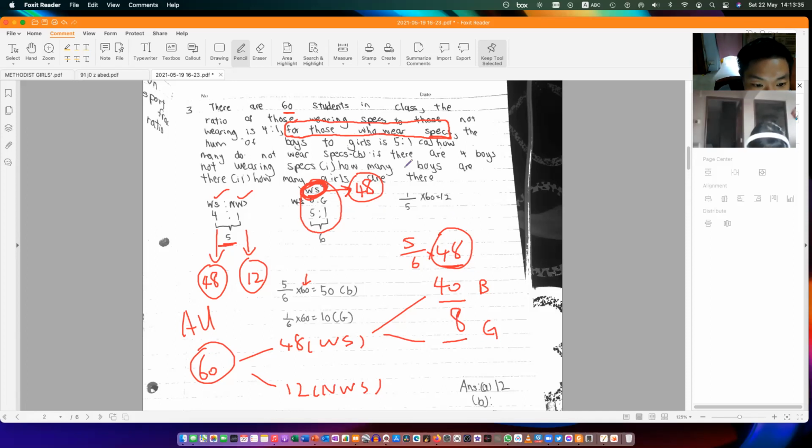Okay, then next, it says how many do not wear spec. So how many people never wear spec? 12, right? Never wear spec. Then this question done. Then how many boys are there? So how many boys are there? 50. Let me see. How come 50? How do you get 50?